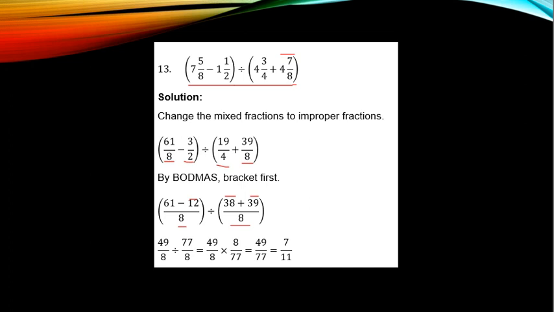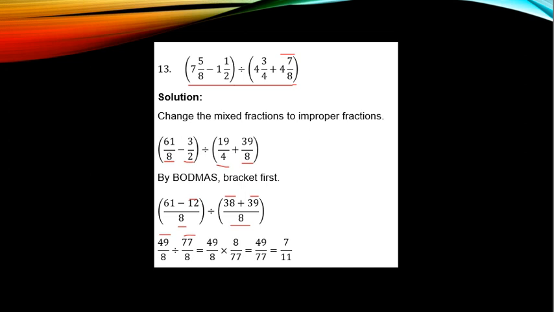We are still working on the bracket. 61 minus 12, you have 49/8. Divide by 38 plus 39, you have 77/8. So the bracket has been removed.